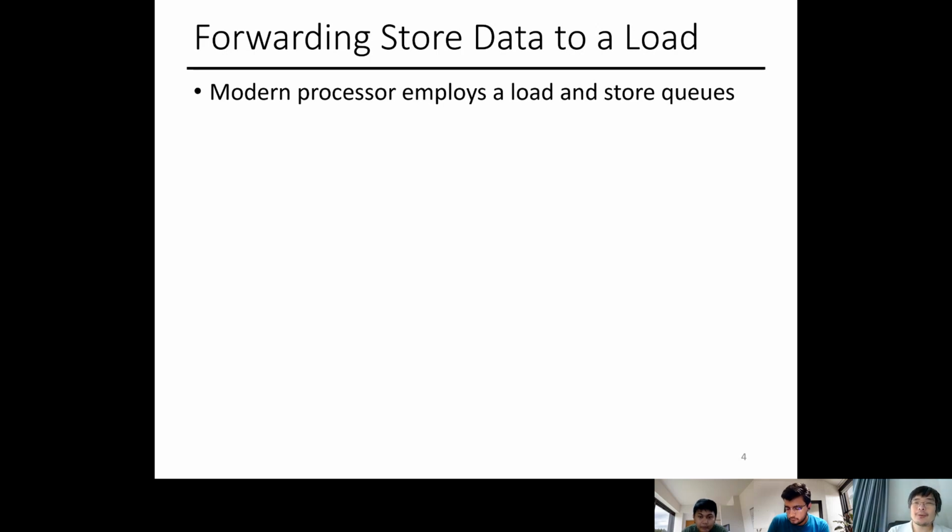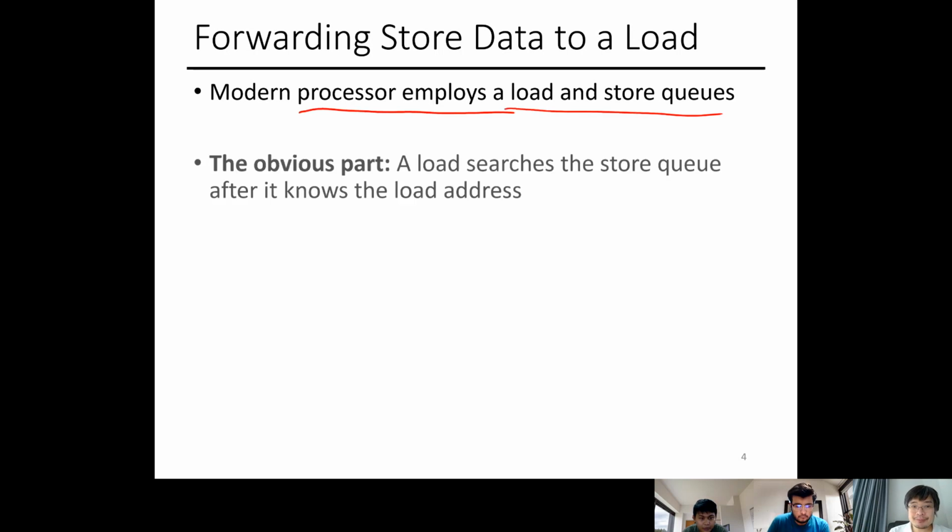So to forward a store data to a load, the processor employs this load and store queue. The obvious part is the load would go and search the store queue, right? After it knows the load address. This is obvious, right? I know my address. So if I know I load from address X, you would go search the store queue. Are you storing to X? And then if someone is storing to X, you take it.